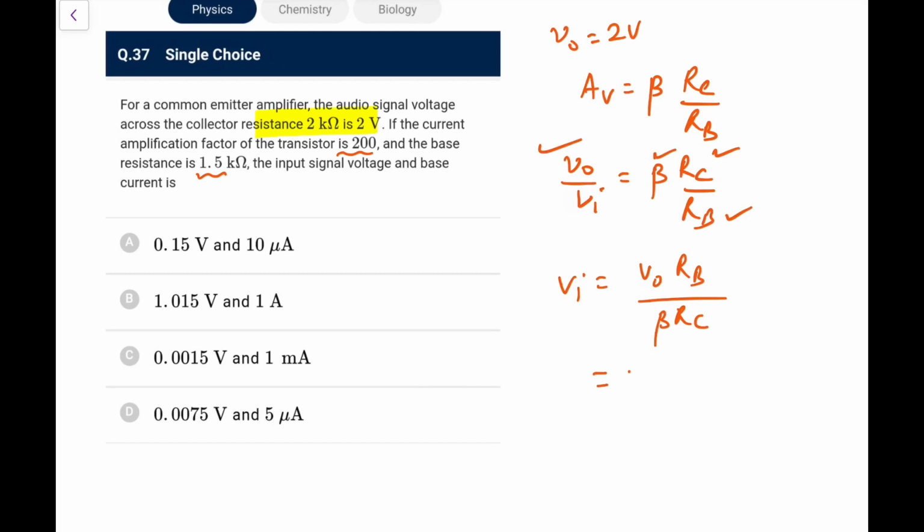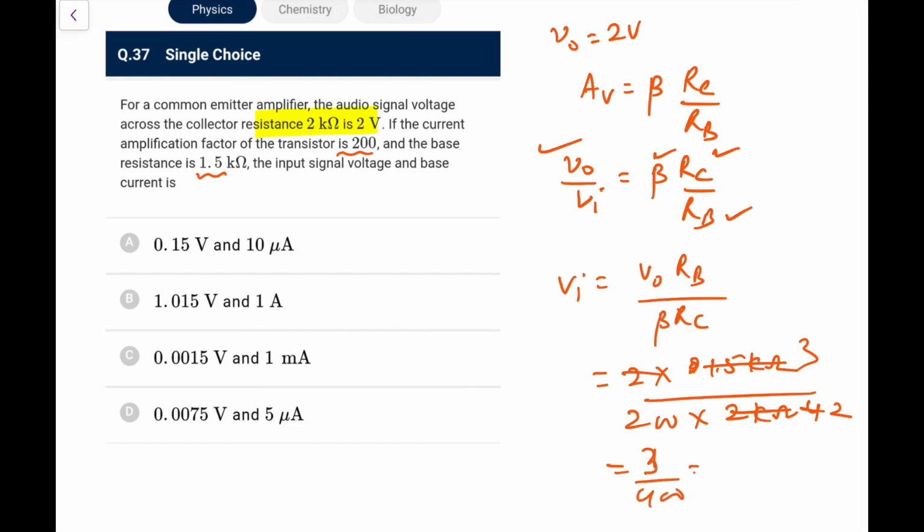Put the values. 2 volt, RB is 1.5 kilo ohms, this is 200 and this is 2 kilo ohms. So this would be 3 by 4 and this 2 cancelled, so what we have is 3 upon 400. So 3 upon 400 means it would be 0.0075 volts. That is this. So we are left with only one option. You can calculate the current also from there, it will come out to be the same.